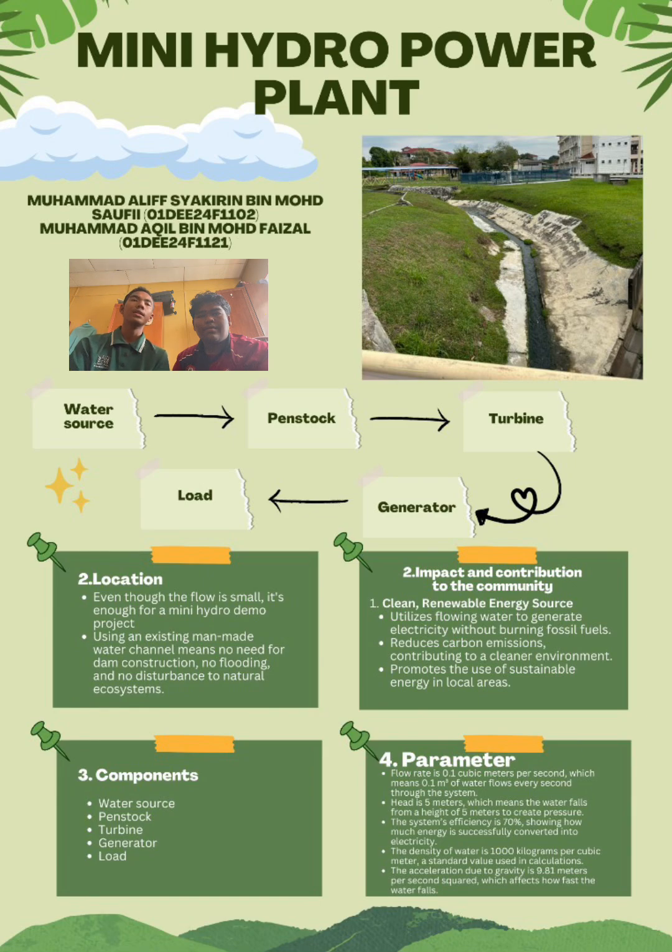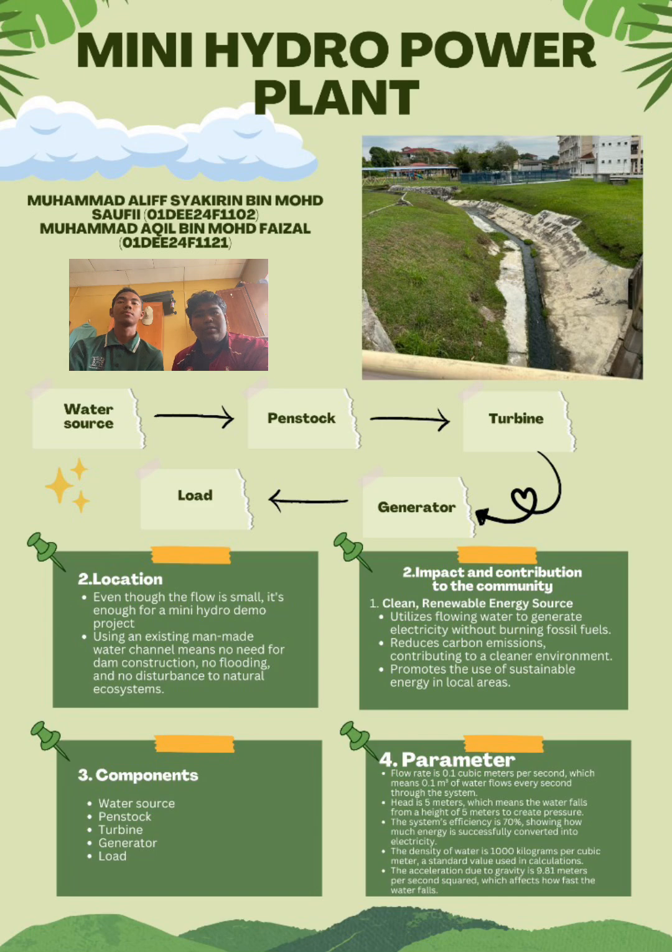Fourth, the generator, which transforms the turbine's mechanical rotation into electrical energy. Lastly, the load, which is the device or system that uses the electricity generated. These components work together to create a simple, efficient power generation system.